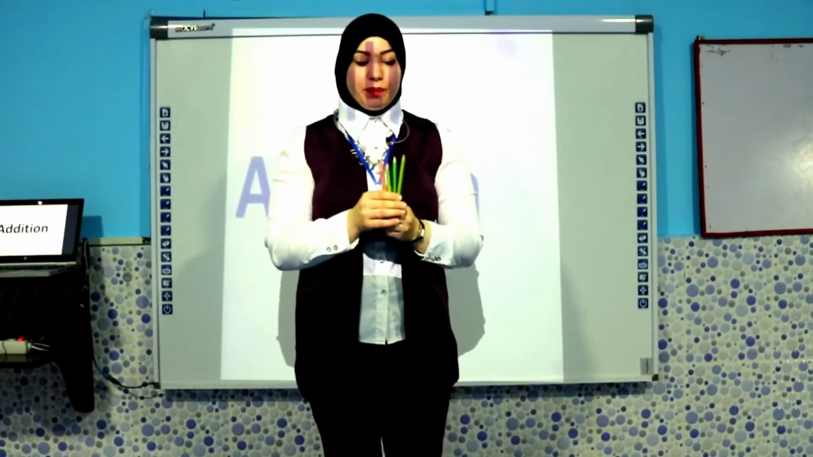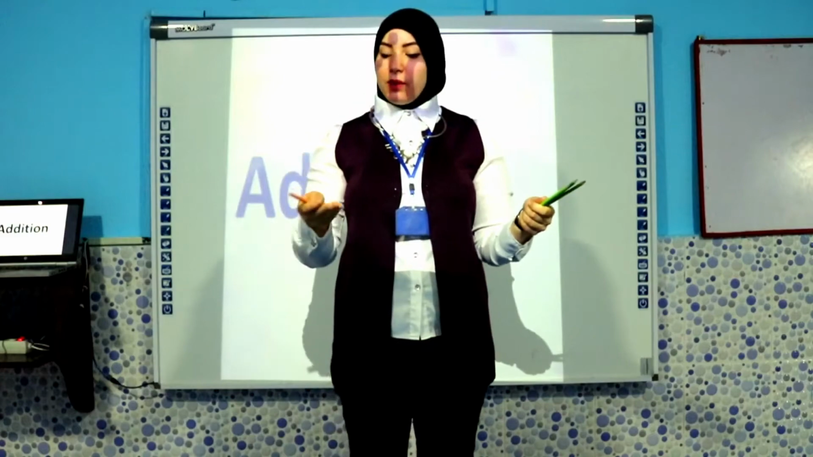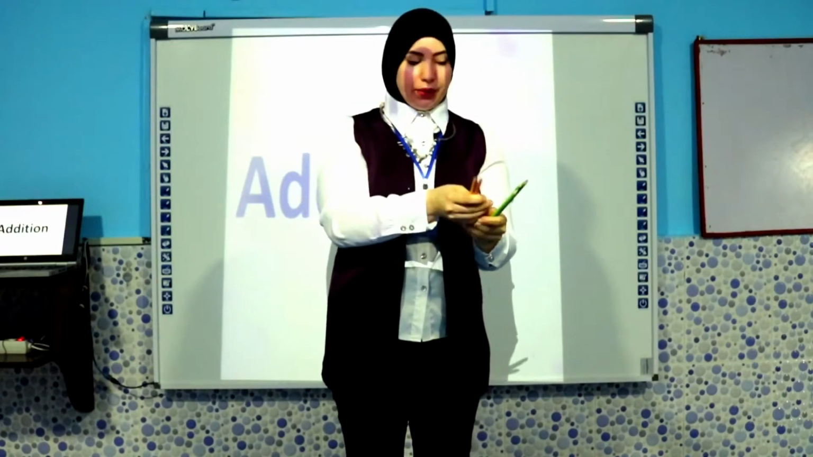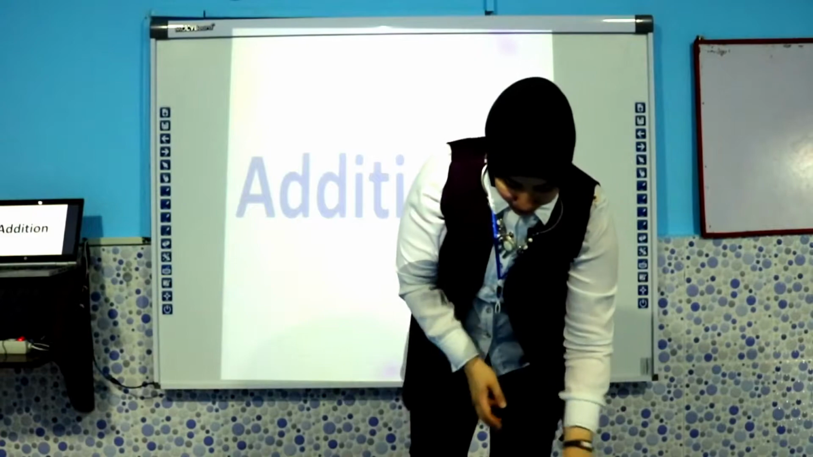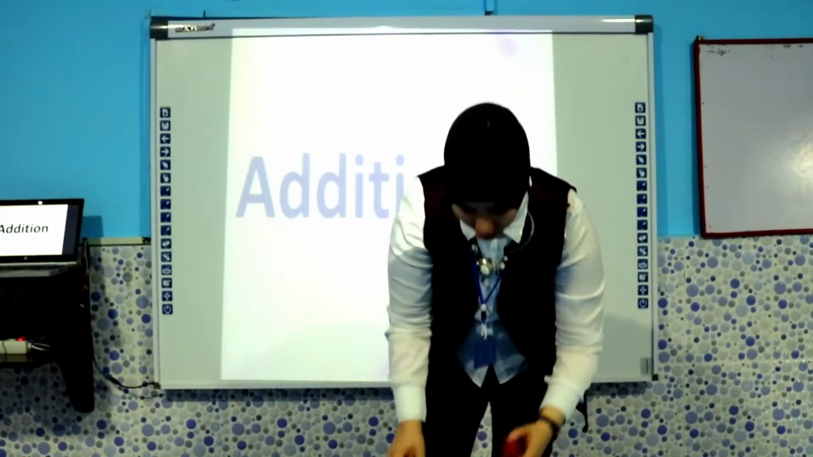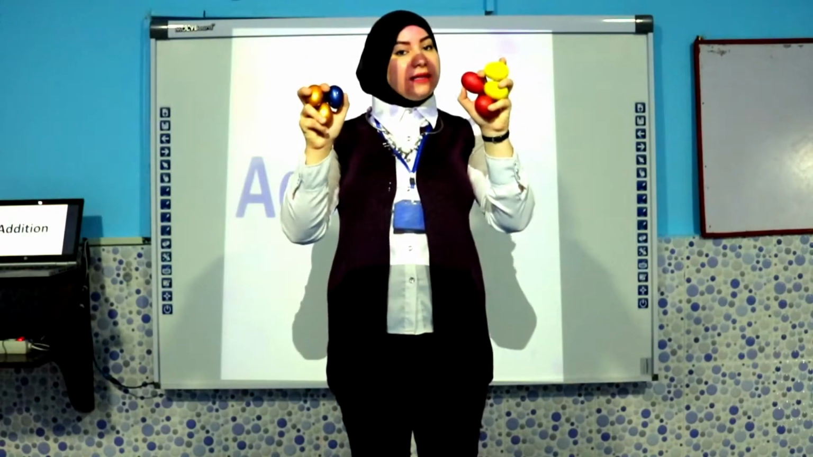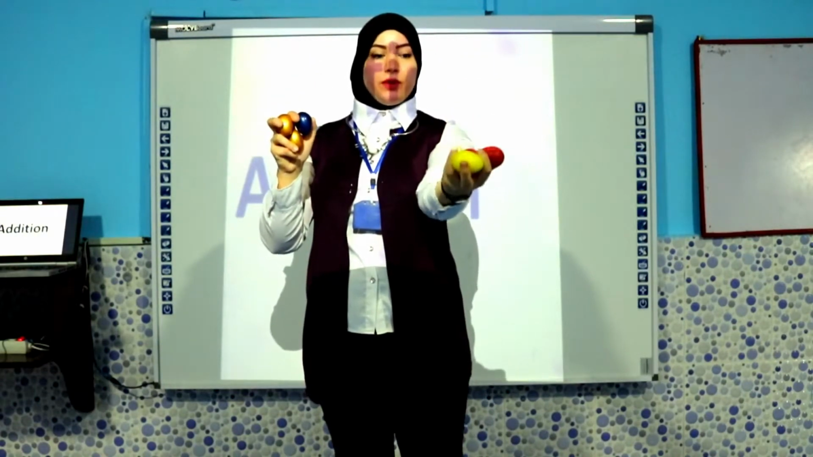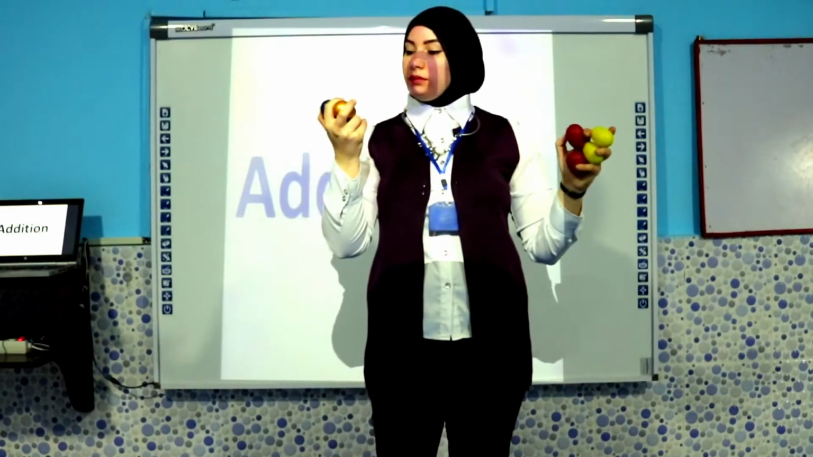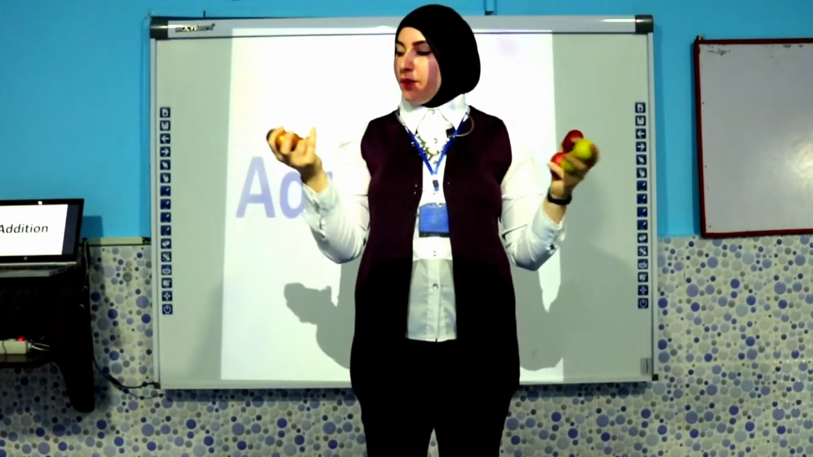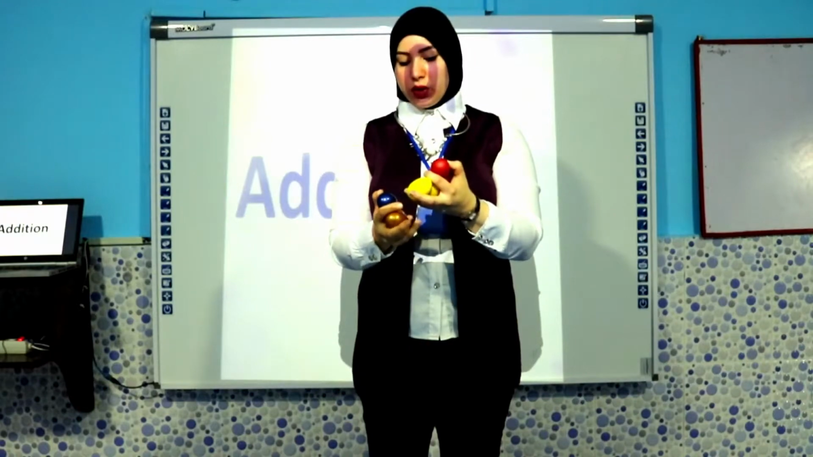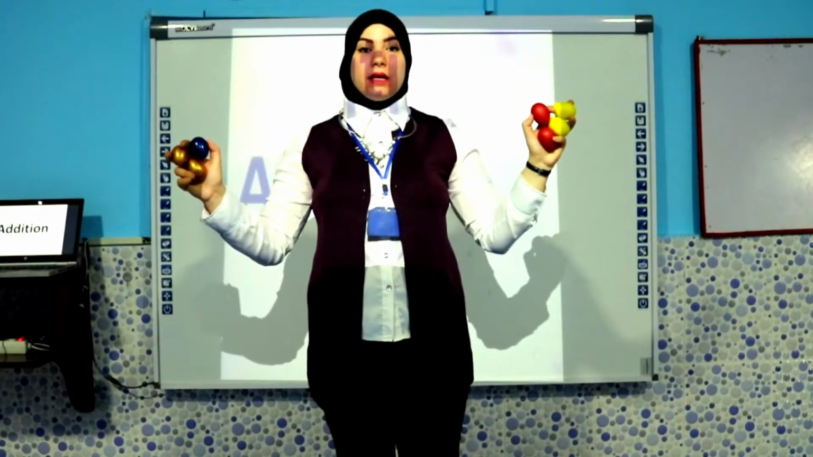What does it mean? We have a number and I will add another number. Let's see another example. Now we have a number of eggs. Let's count them. Those eggs are for you. 1, 2, 3, 4. And those eggs are for me. How many do I have? 1, 2, 3.